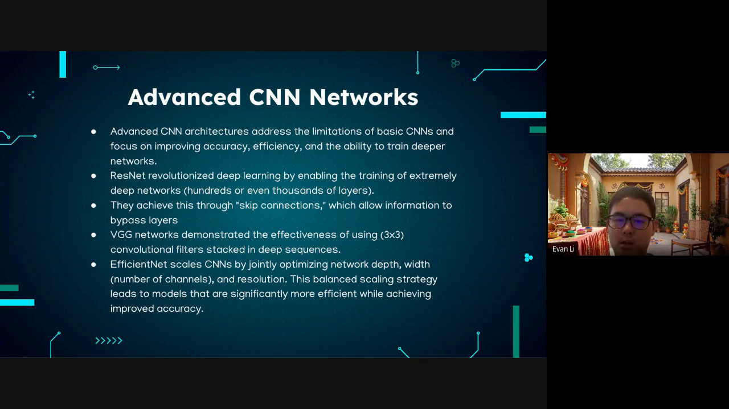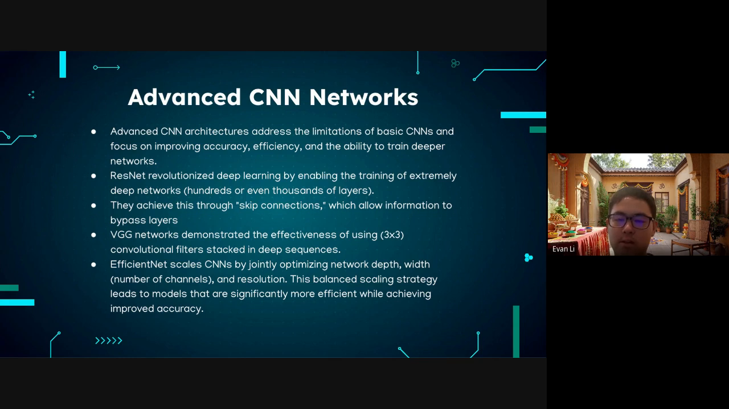EfficientNet, in contrast to focusing solely on depth or specific layer types, takes a more holistic approach to scaling CNNs. EfficientNet's core innovation lies in a systematic method for jointly optimizing three critical dimensions of a neural network: network depth, or the number of layers; network width, or the number of channels per layer; and input image resolution.